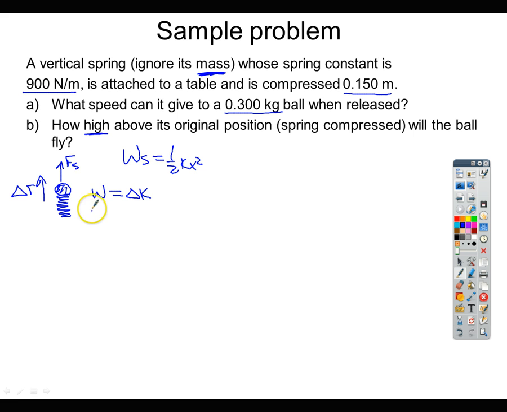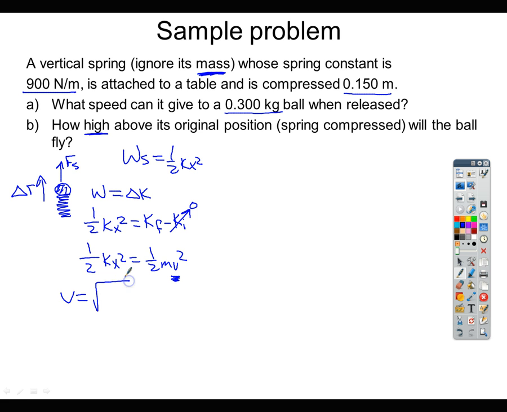So work for a spring is 1/2 kx squared. That's equal to the final minus the initial kinetic energy. There is no initial kinetic energy, so that leaves us with the equation 1/2 kx squared is equal to 1/2 mv squared. At this point, we can go ahead and solve for v. V should be equal to the square root, because both of the halves come off. You divide both sides by m, take the square root, so you end up with kx squared all over m.